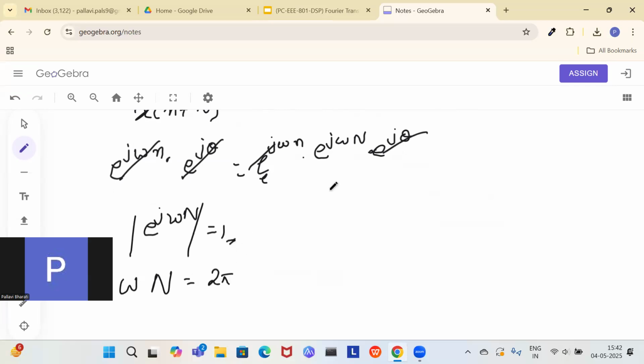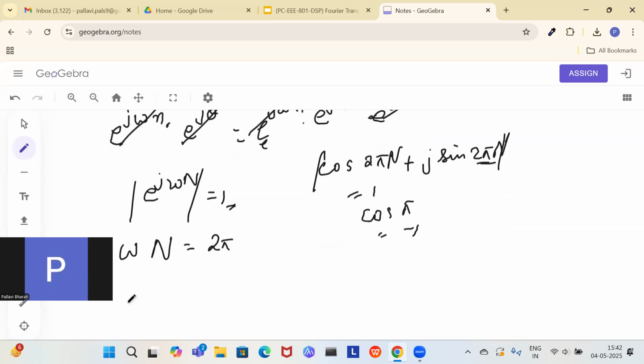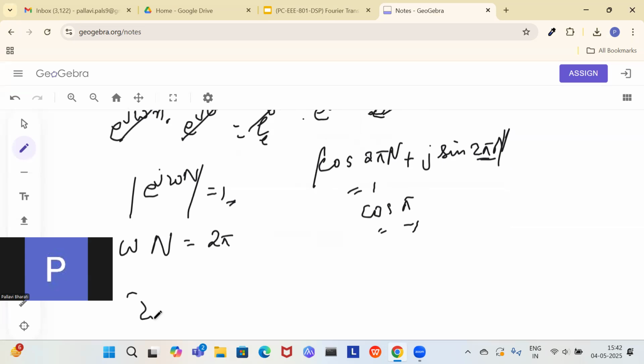That means if you take cos 2 pi plus j sine 2 pi, only in that case is it going to become 1. Suppose you take cos pi, it will become minus 1. So only for such multiples is it going to become equal to 1. So omega has to be a multiple of 2 pi. From here it comes that omega is equal to 2 pi by N.